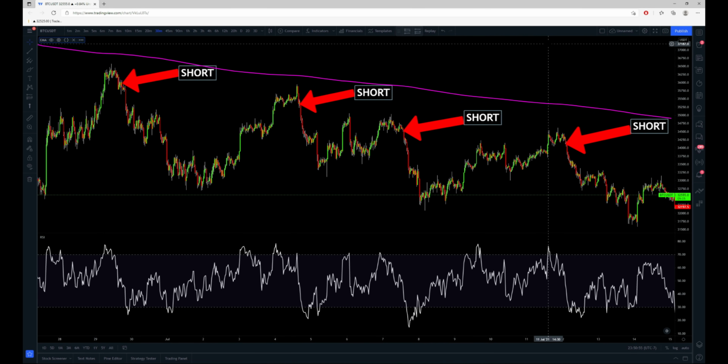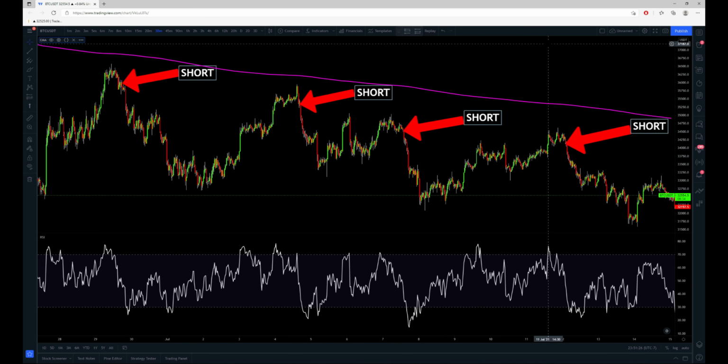Before I break down the exact rules of the strategy, there's an extremely important thing that everyone needs to understand when it comes to reversal trading, and that is in a bear market or a downtrend, there's no such thing as oversold. And in an uptrend or a bull market, there's no such thing as overbought. So you need to stop trying to catch reversal trades going against the main bigger picture trend.